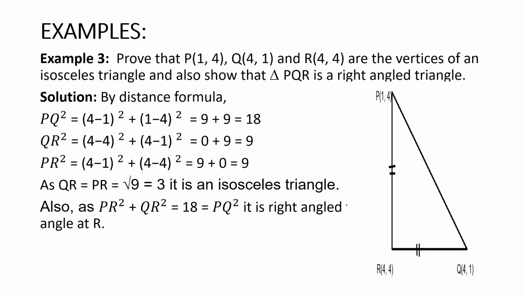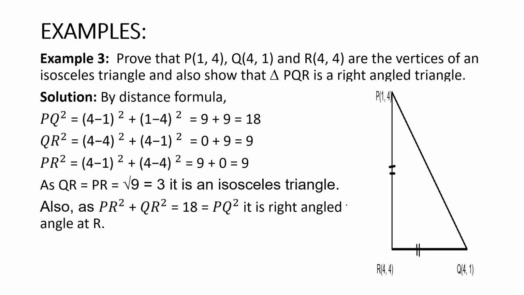Example 3. Prove that P(1,4), Q(4,1) and R(4,4) are the vertices of an isosceles triangle, and also show that triangle PQR is a right angle triangle. Now we are given 3 points which are vertices of a triangle. To show isosceles triangle, we have to show any two sides are equal.